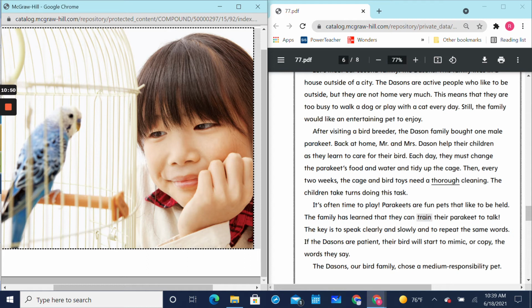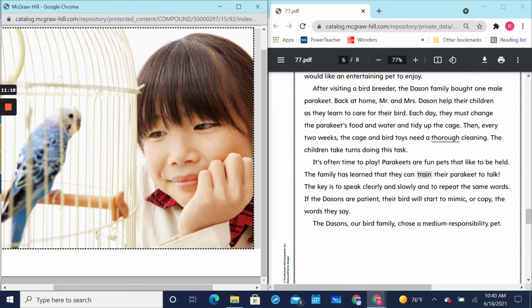Back at home, Mr. and Mrs. Dason helped their children as they learn to care for their bird. Each day, they must change the parakeet's food and water and tidy up the cage. Then, every 2 weeks, the cage and bird toys need a thorough cleaning. The children take turns doing this task. Then it's often time to play.